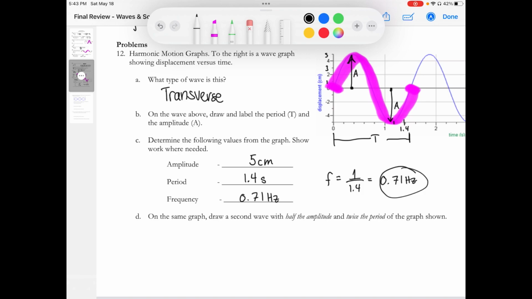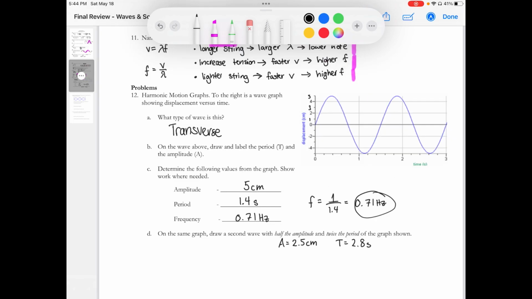If I were to draw a wave with half the amplitude, then instead of going all the way up to 5 centimeters, I want to draw a wave that only goes up to 2.5 centimeters. And twice the period means it should take twice as long. It should finish a wave at around 2.8 seconds. So my new wave would complete its motion here, go up half as high, and take twice as long. So I'm going to try and max it out at 2.5 on both top and bottom.